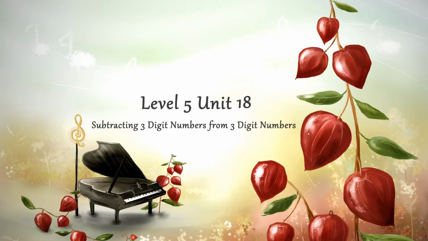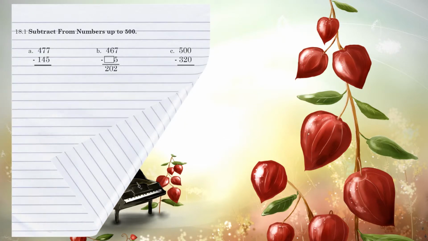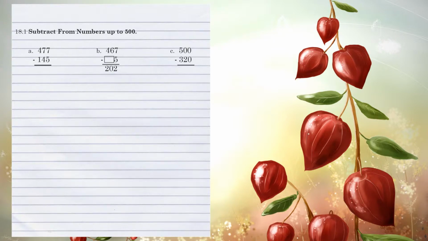5, Unit 18, subtracting 3-digit numbers from 3-digit numbers. In 18.1, we're subtracting from numbers up to 500. Let's look at example A.